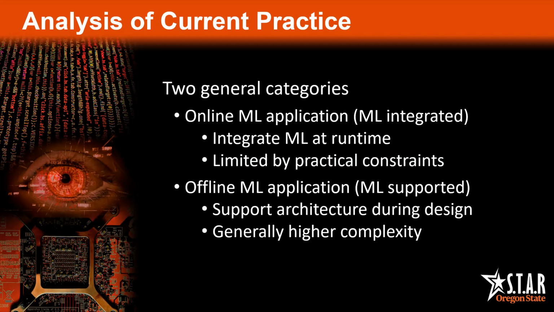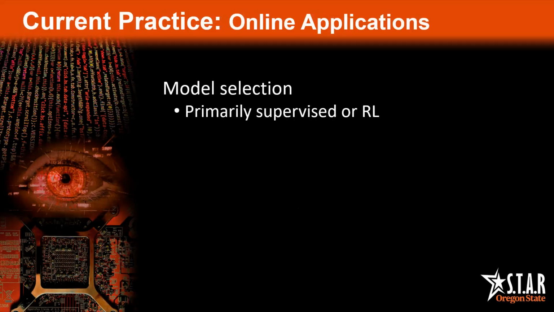The second category, offline ML application, instead applies machine learning to support architectural implementation, involving tasks such as design space exploration and simulation. Consequently, models for offline application can exploit higher complexity and higher overhead options at the cost of training and prediction time. Supervised learning approaches in online applications primarily use either decision trees or artificial neural networks, while reinforcement learning models use either Q-learning or deep Q-learning.